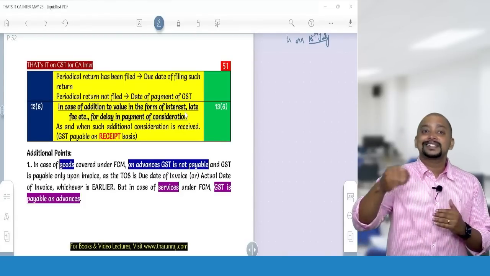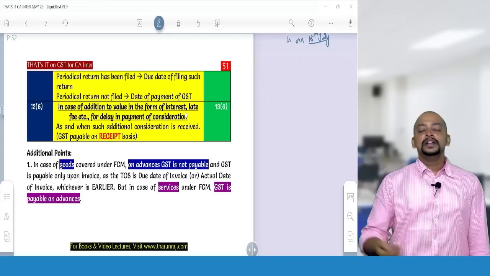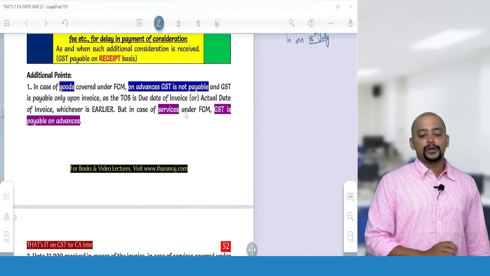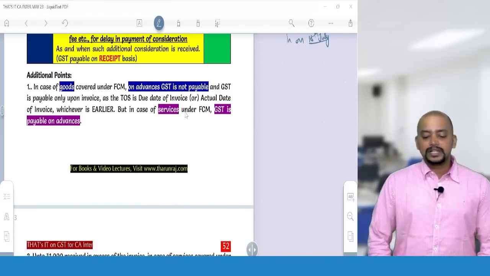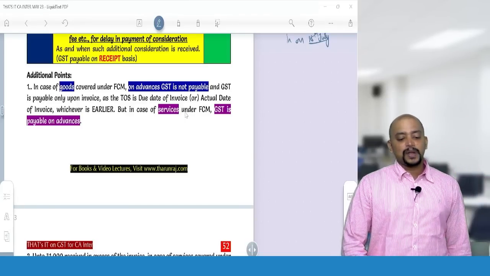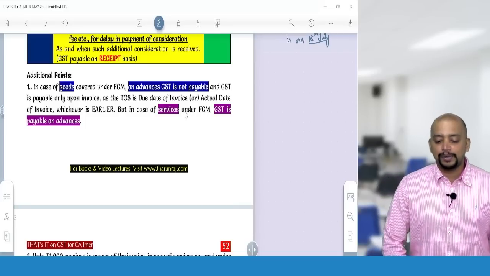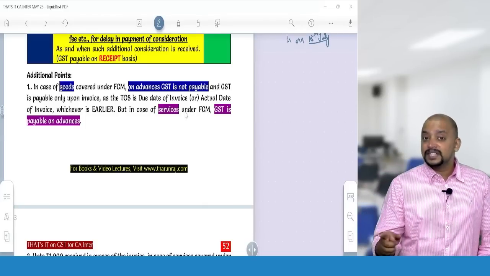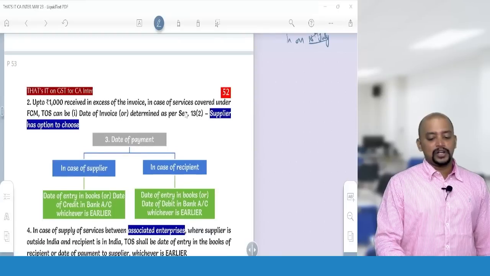So whenever that interest is actually received by the supplier, GST is payable only on a receipt basis. Then some additional points: in case of goods covered under FCM, GST is not payable on advances, and GST is payable only upon invoice, as the time of supply is the due date of invoice or the actual date of invoice, whichever is earlier. But in case of services under FCM, GST is payable on advances.